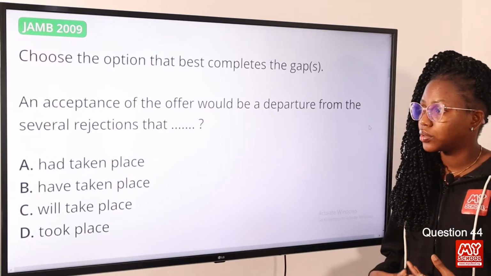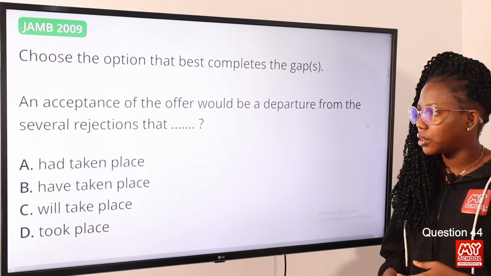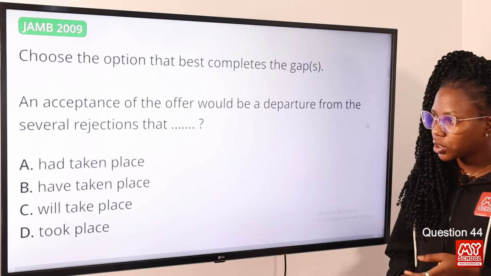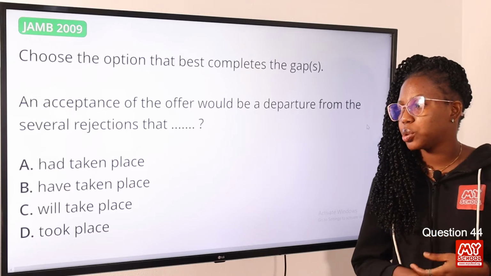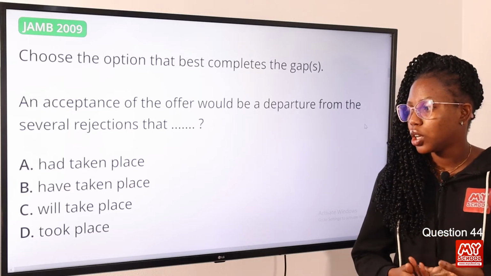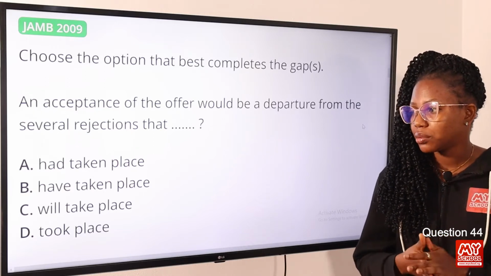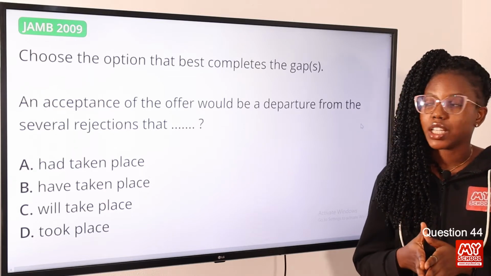Question 44. An acceptance of the offer would be a departure from the several rejections that dash. Option A, had taken place. Option B, have taken place. Option C, will take place. Option D, took place. The answer to this question is option A, had taken place.